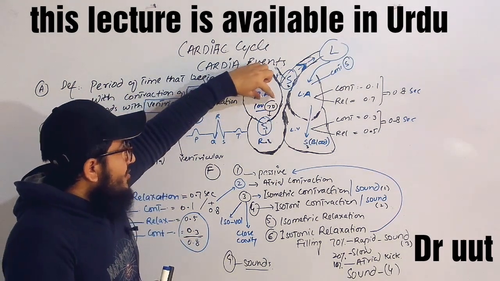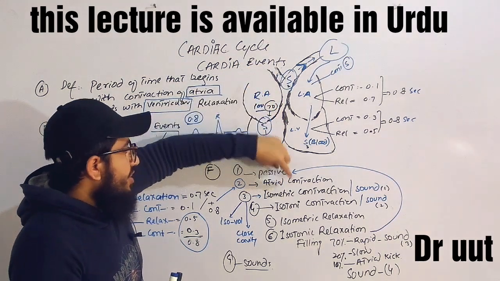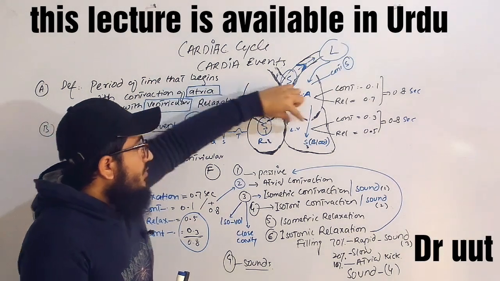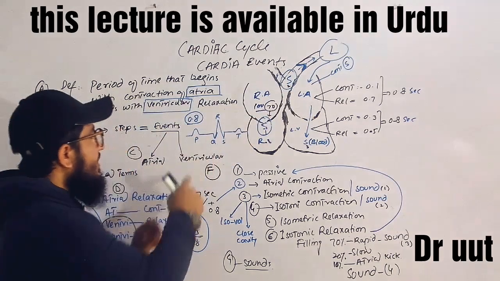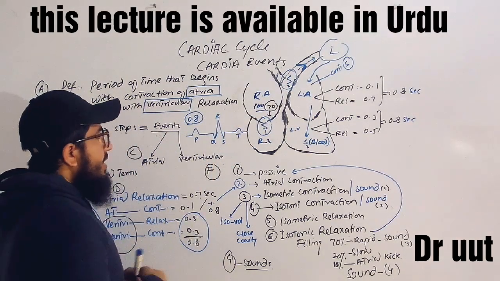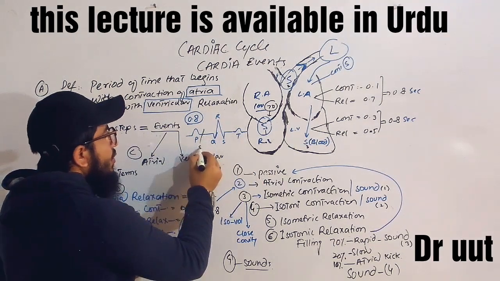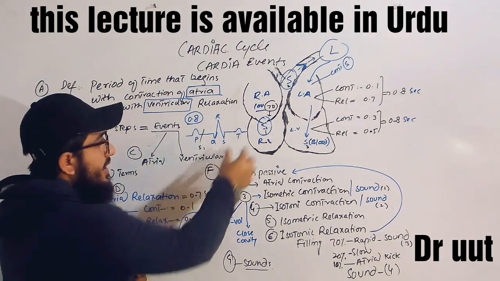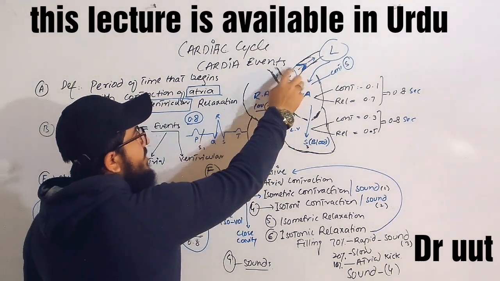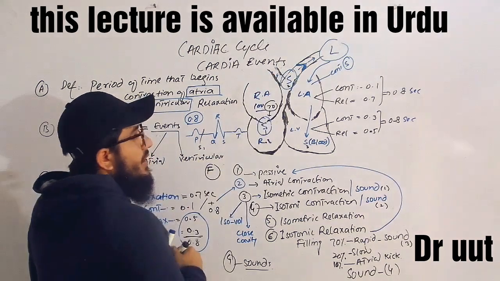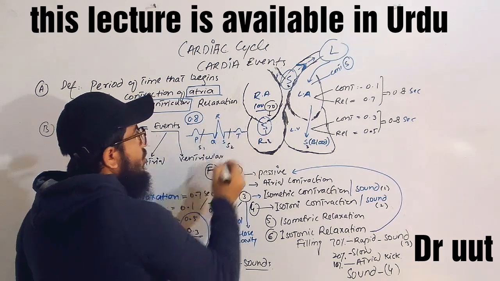When the blood enters from the atria to the ventricle and the atrioventricular valves close after the atrial contraction, these valves will produce a sound. The sound will be heard after the atrioventricular valve closure. That is given the name sound 1, after the atrial contraction. The second sound, after the ventricular contraction, will be heard, which is actually the closure of the semilunar valve. That is the sound 2 here.